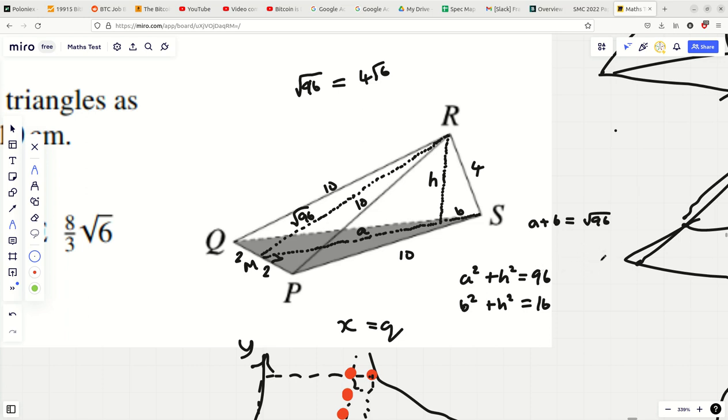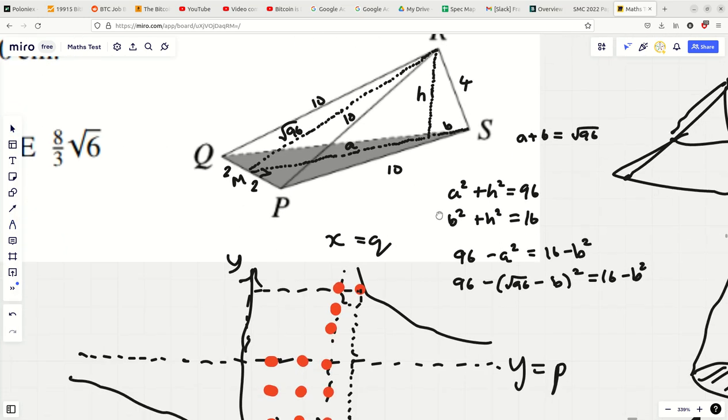So we need to solve this by substitution, just basically subbing it in and solving it. First I eliminated H from these two equations. So I had 96 minus A squared equals 16 minus B squared. Looking at those two, I then used this and thought, well, A is actually root 96 minus B, so I've got 96 minus (root 96 minus B) all squared, and that equals 16 minus B squared. Sorry, I haven't got much space on the screen here.